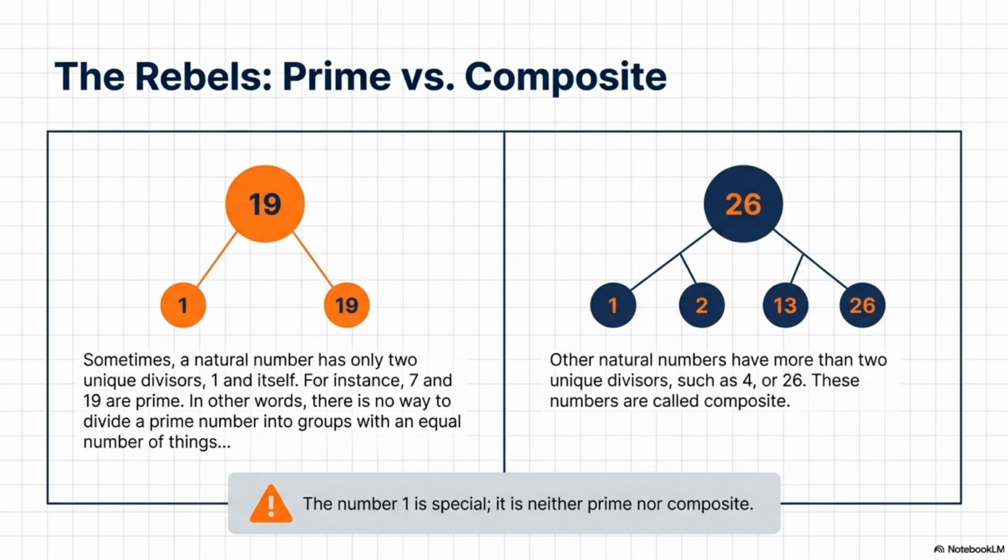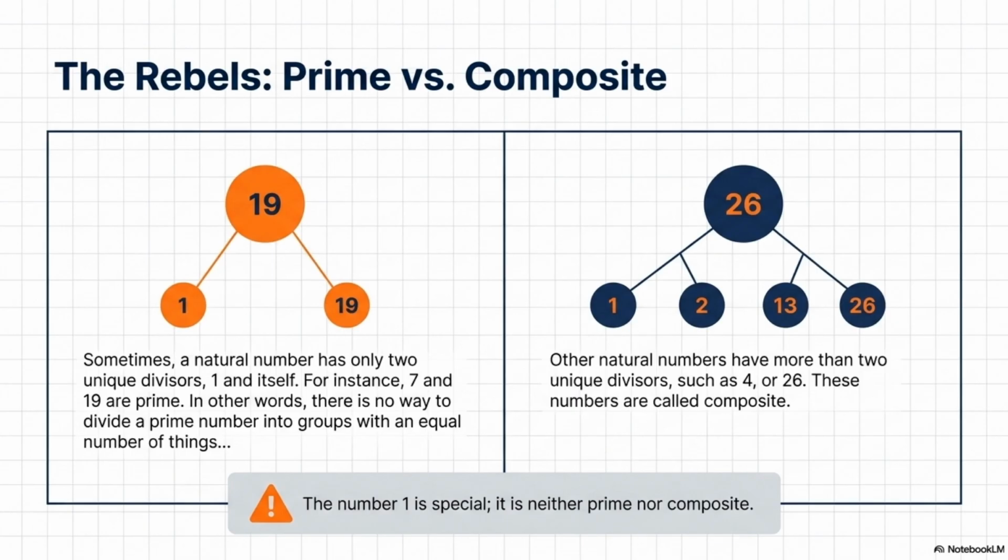Ah, the prime numbers. Yes. So a prime number is a natural number greater than one that has exactly 2 unique divisors, the number 1 and itself. Like the number 7. Exactly. You can't divide 7 evenly by 2, 3, 4, 5, or 6. It's just a mathematical dead end.